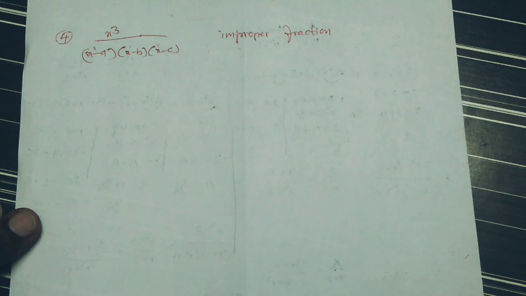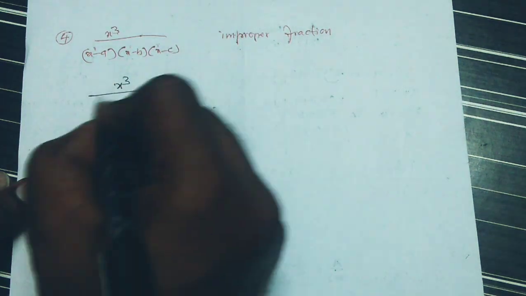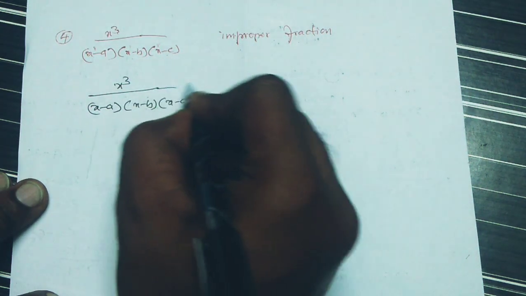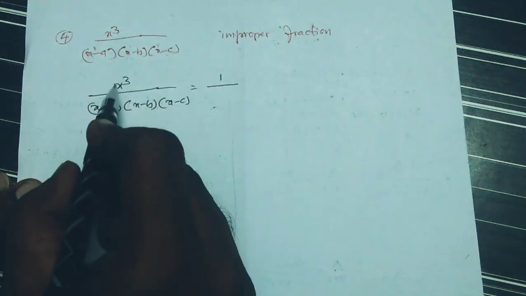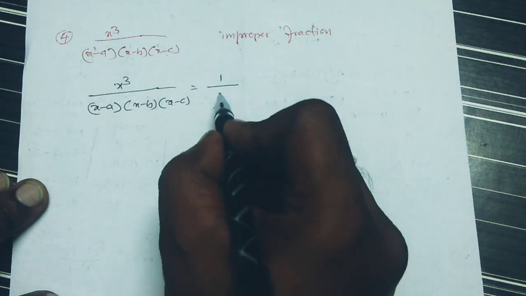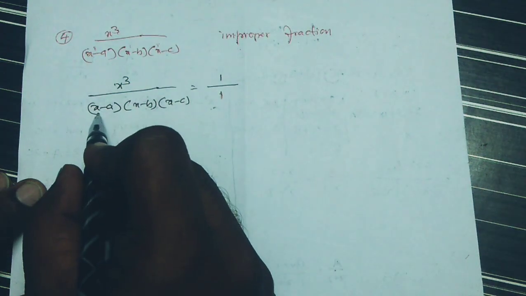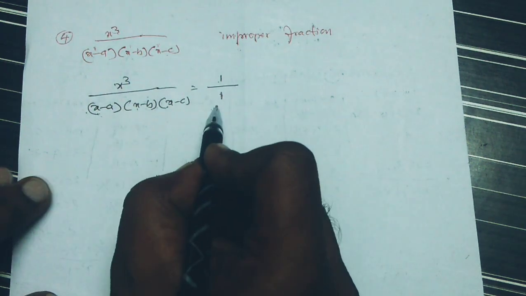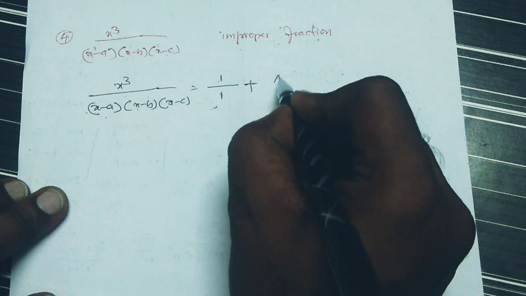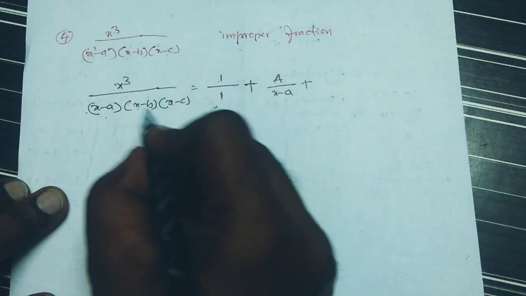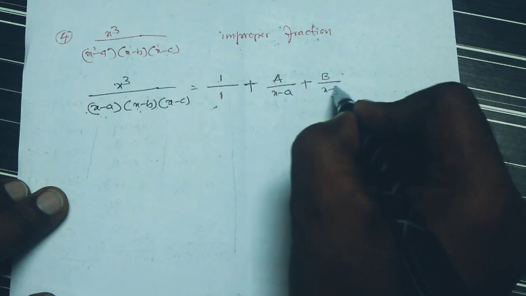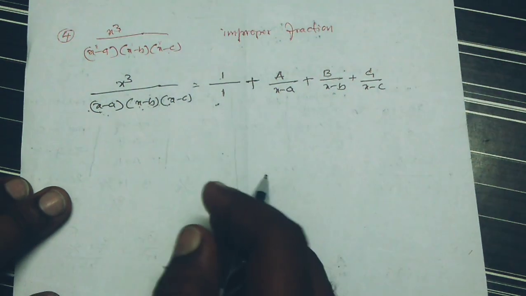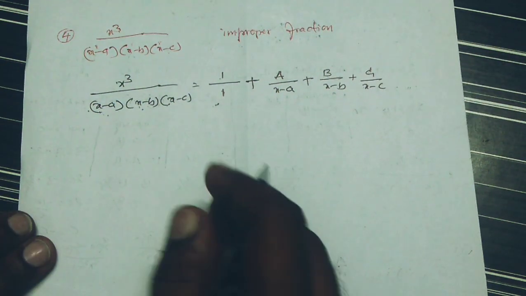What is the method? According to type 5, this can be written as the highest degree term coefficient in the numerator by the highest degree term coefficient in the denominator. This x cubed coefficient is 1, x into x into x is x cubed, coefficient is 1, plus A by (x - a), a linear factor, type 1, plus B by (x - b), linear factor, also type 1, plus C by (x - c). Right? We have to find capital A, capital B and capital C.